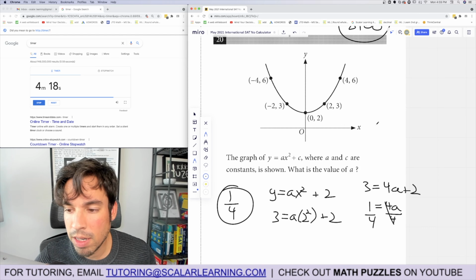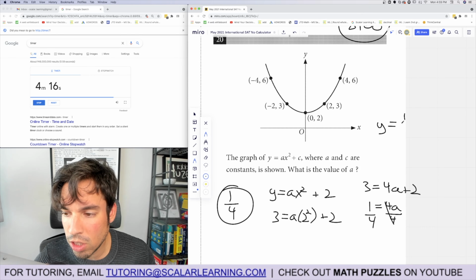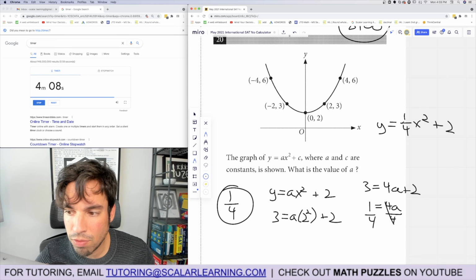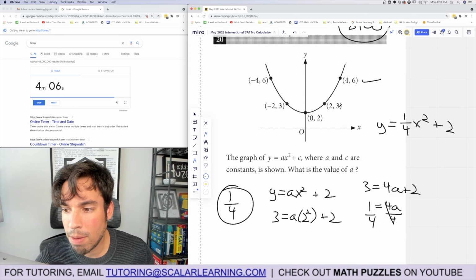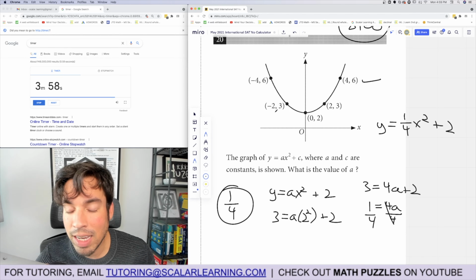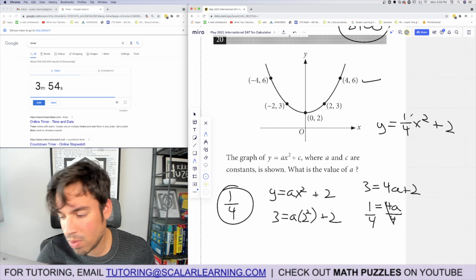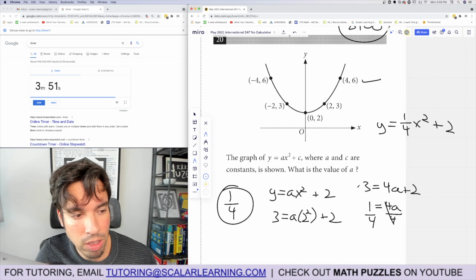But I'm going to verify it anyway. So I know my full function as I've defined it is this now. So I should be able to plug in all these points and we should be good to go. If I plug in 4, that's 16. 1/4 of 16 is 4, plus 2 is 6. Boom, done. If I plug in 2, I get 4 times 1/4 is 1, plus 2 is 3. Plug in 0, we know we're good. -2 and -4 are going to be the same results because we're squaring a negative, so it still becomes a positive. Okay, I'm satisfied. We are good to go.